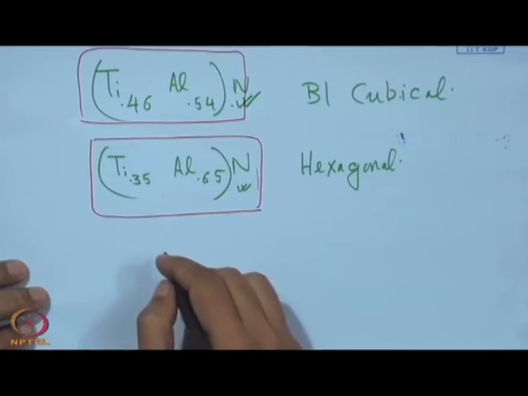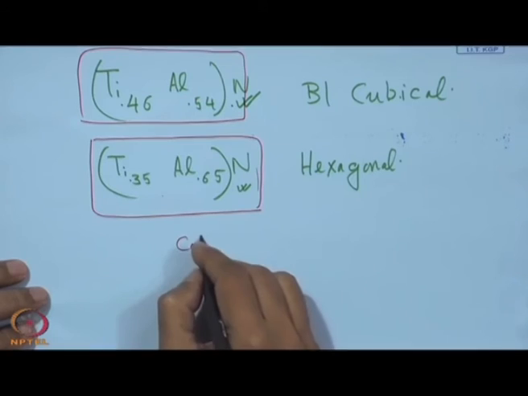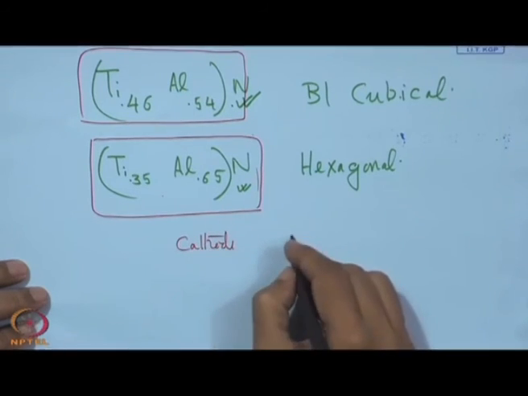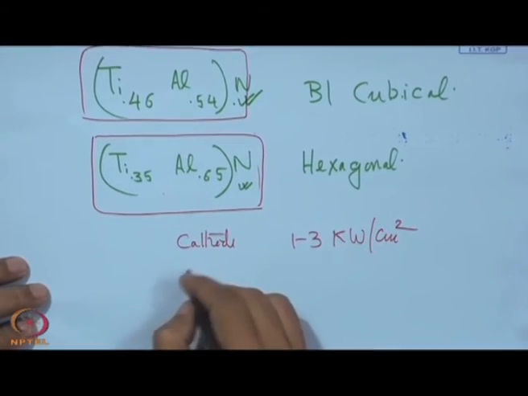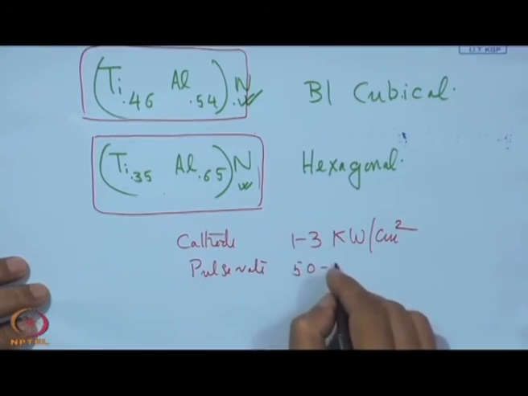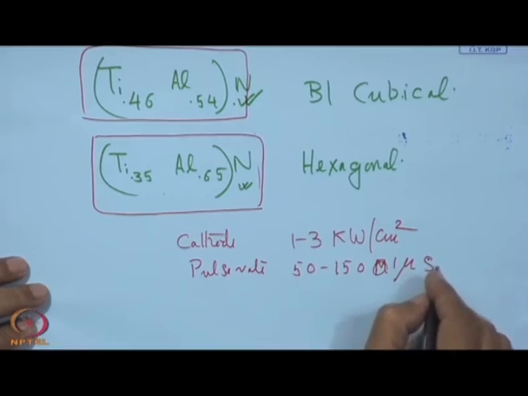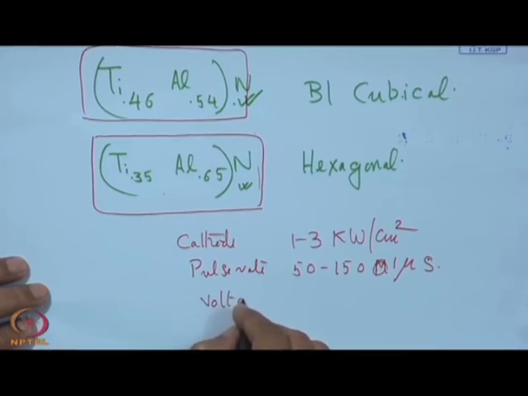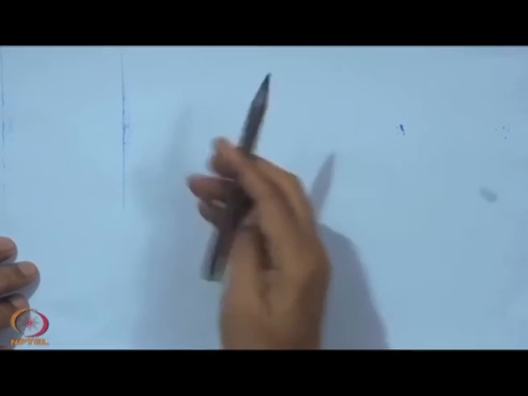So, in this case, what we see is that the cathode power density is actually 123 kilowatt per centimeter square, and the pulse width is 50 to 150 microsecond, and the cathode voltage is 80 to 150 volt.